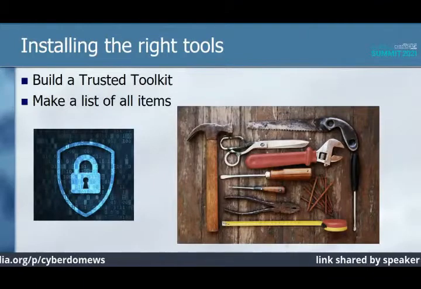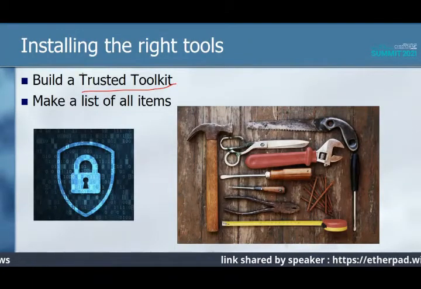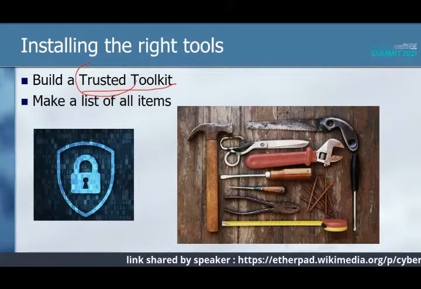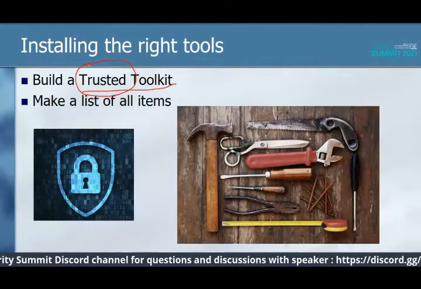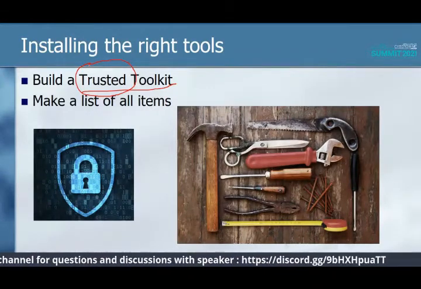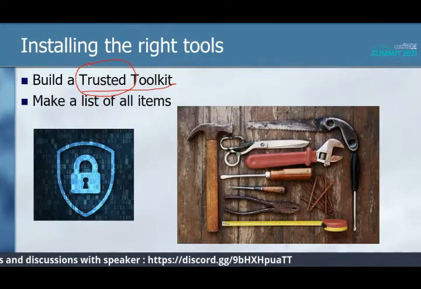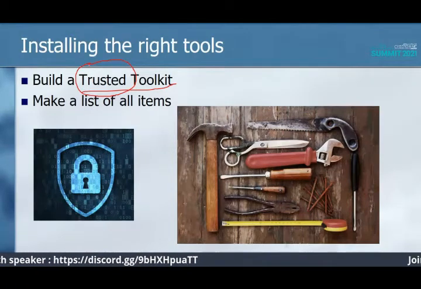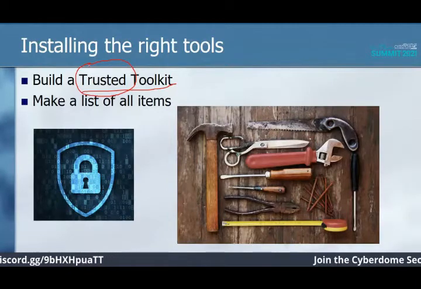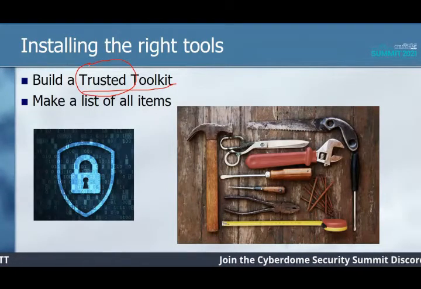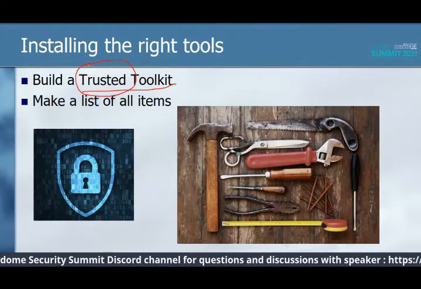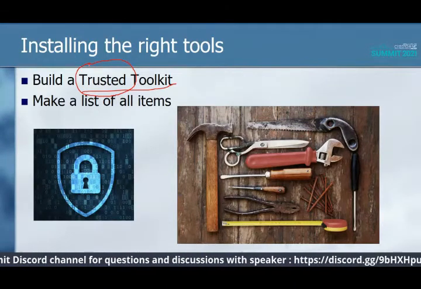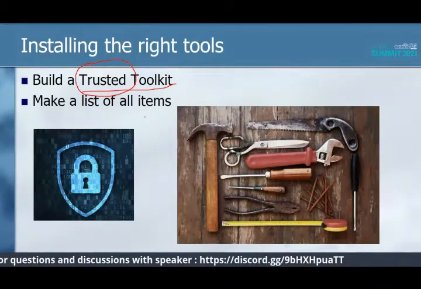Trusted toolkit. The word is particular. It is trusted toolkit. We don't have to prepare simply a toolkit, but we should be preparing a trusted toolkit. That means the software that we use should be downloaded from the authentic website, and the origin of that software should be verified. If you are using software that is malware infected to collect evidence, that evidence itself will not be valid. So we have to ensure that we are using a trusted toolkit, and we have to make a list of all the items in the toolkit.